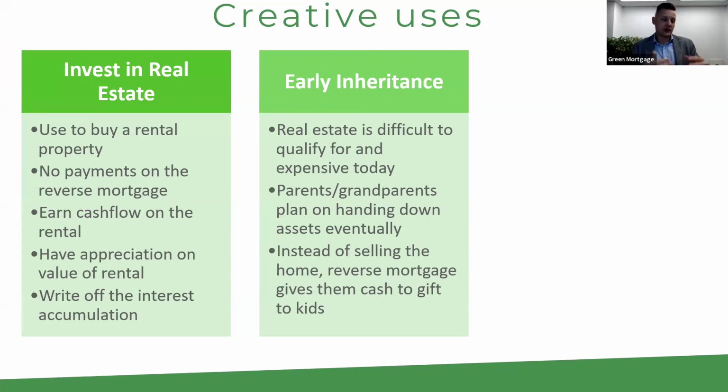However, they might have a home that's worth $2 million that eventually is going to be inherited by the kids. But you don't want to wait until the kids are 60 and the parents have passed. Do the kids really need the inheritance when they're 60 years old, or do they need it when they're 40 and they're trying to buy their first home? So one of the creative uses here is an early inheritance strategy where the parents would get a reverse mortgage on their home, and then they would gift the money from the reverse mortgage down to the kids.